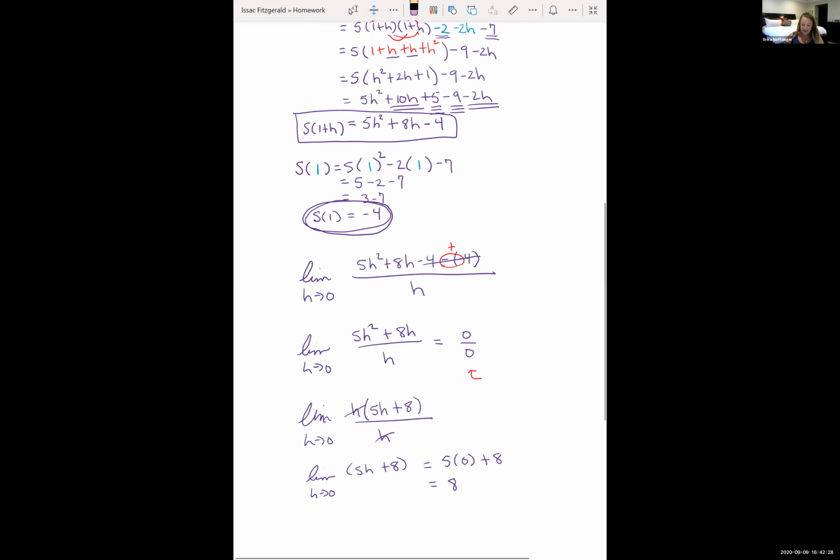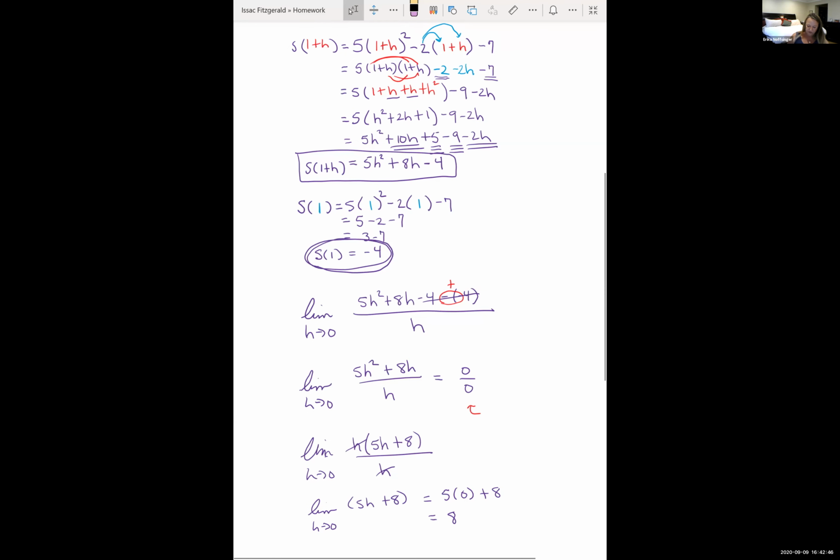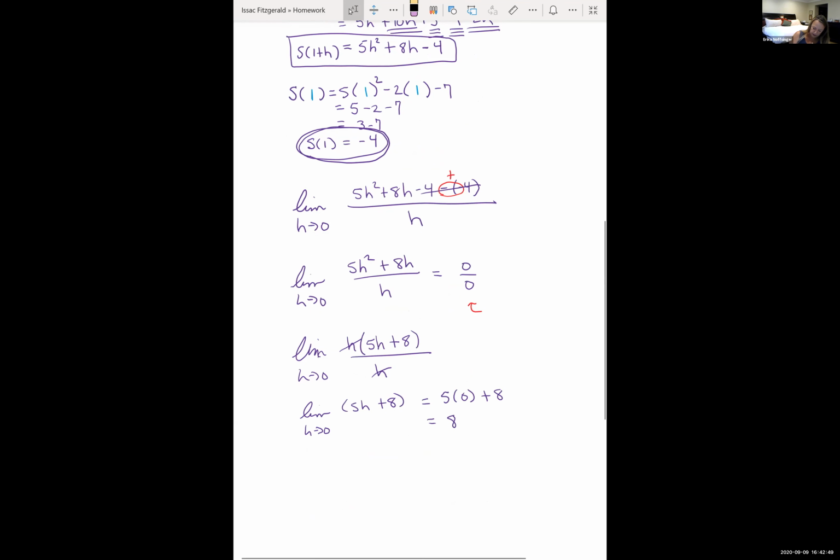So the instantaneous rate of change, or how fast the velocity is at time of 1, I don't know, it didn't say time in hours or minutes or seconds, is going to be 8. So the velocity of the particle at t equals 1 is 8.